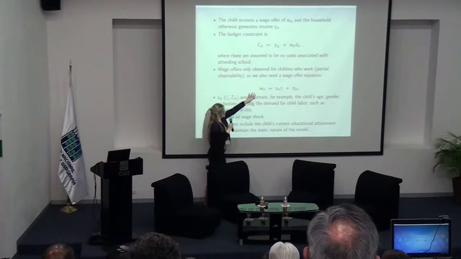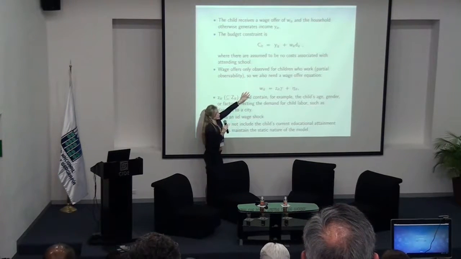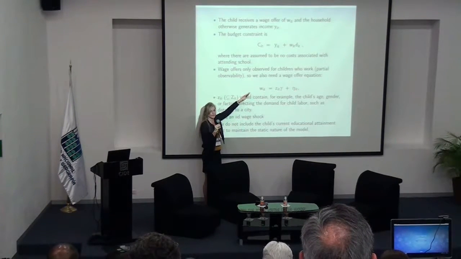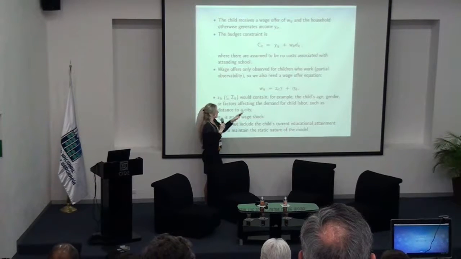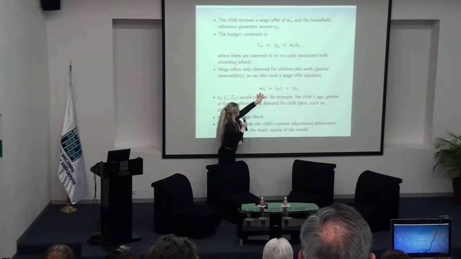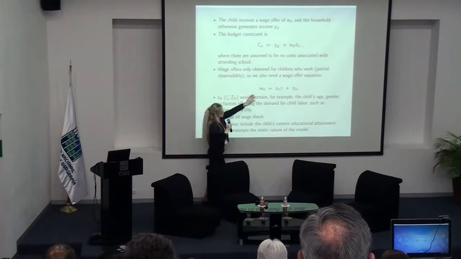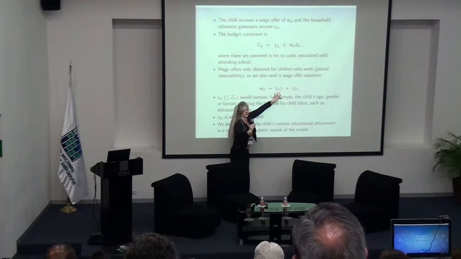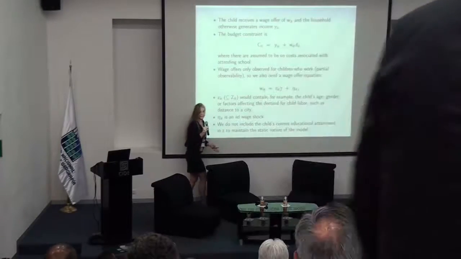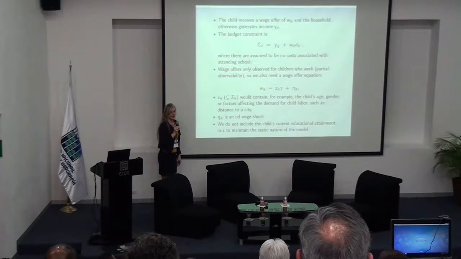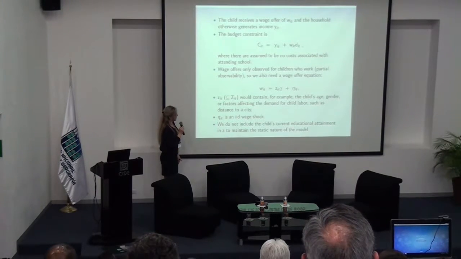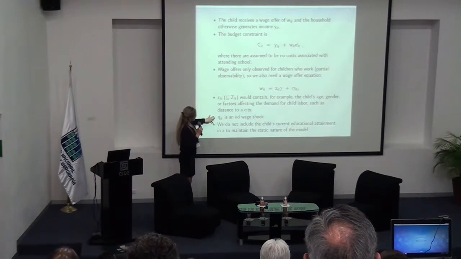We don't observe the wage for all the children. We only see the wage for children who are working. So we also specify what's called a wage offer equation, which relates the wage to observed characteristics, and that could be things like the age or gender of the child that may affect their earnings opportunities. And then there's some unobservable in the wage as well.